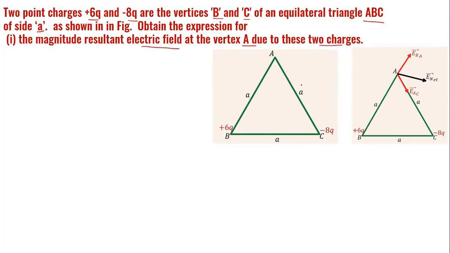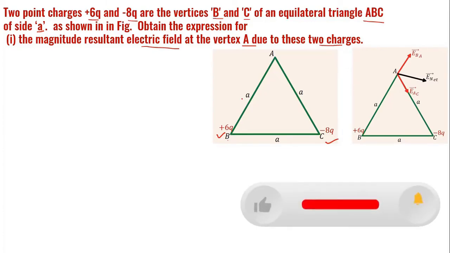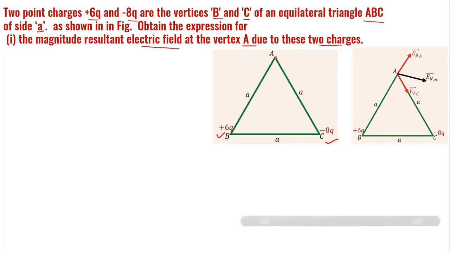So this is the given figure. ABC is an equilateral triangle where at the point B we have placed a plus 6q charge and at the point C we have placed a minus 8q charge. This equilateral triangle is of side a on each side. Now our aim is to find the net electric field at the vertex A. So how can we find it out?